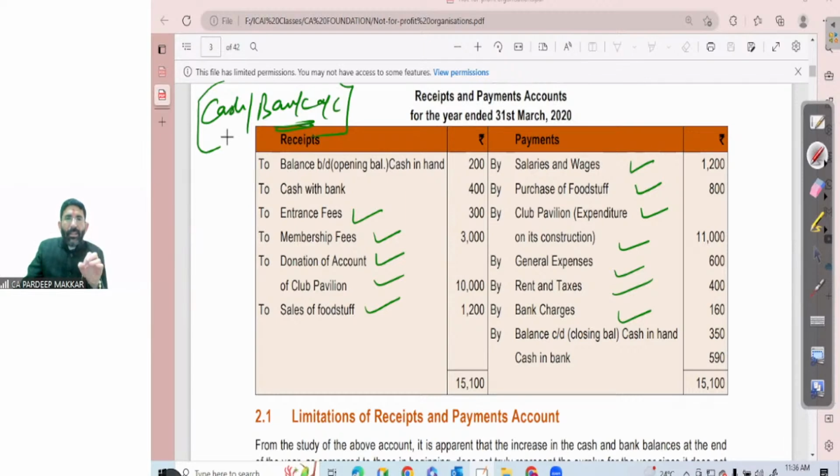Just a minor thing is that two columns are not given to us for cash and bank transactions. Instead, both are to be entered at the same place. Like the opening balance of cash in hand and bank is entered here, beta. Closing balance of cash in hand and cash at bank is entered here. To balance brought down, by balance carried down. And all receipts are entered. If you see, all payments are entered. Whatever is given to you, that's it.